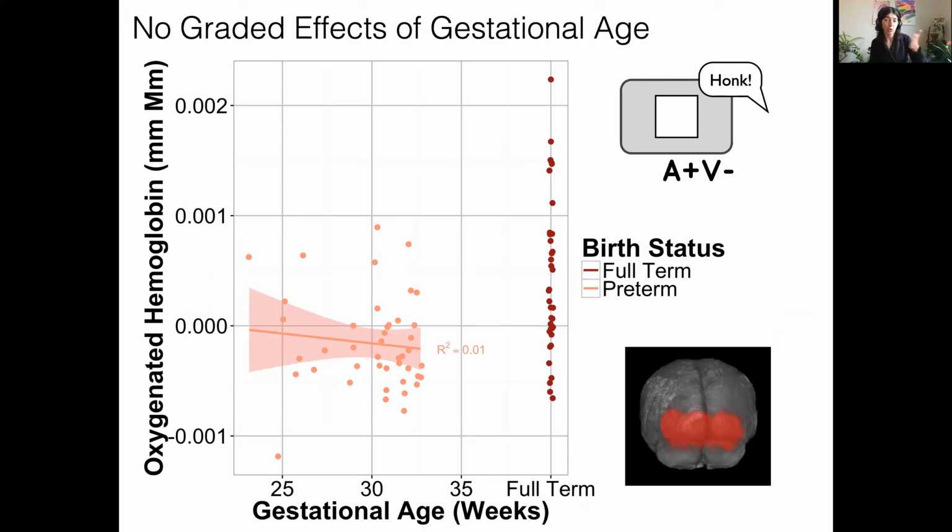So that's what we have over the horizontal axis here, from 23 weeks, which is the youngest baby, to full term. Remember, all these babies are tested at 6 months or 6 months corrected. This is just when they were born. And what you see is that there's, of course, variation. But by and large, we didn't find any difference across the range of gestational ages in our preterm group.